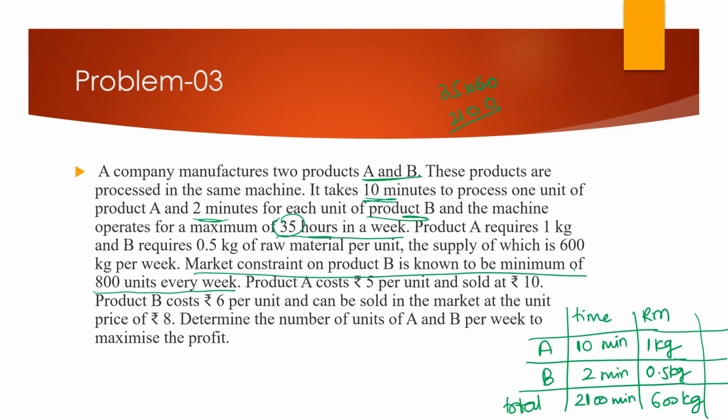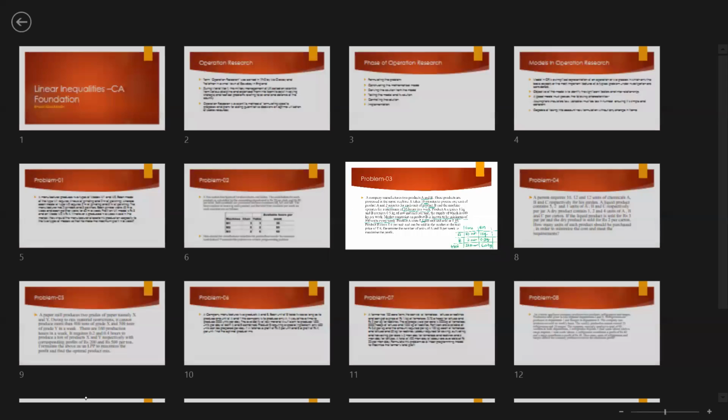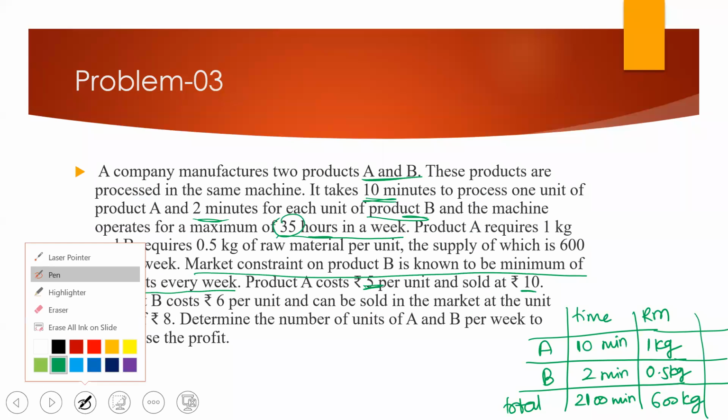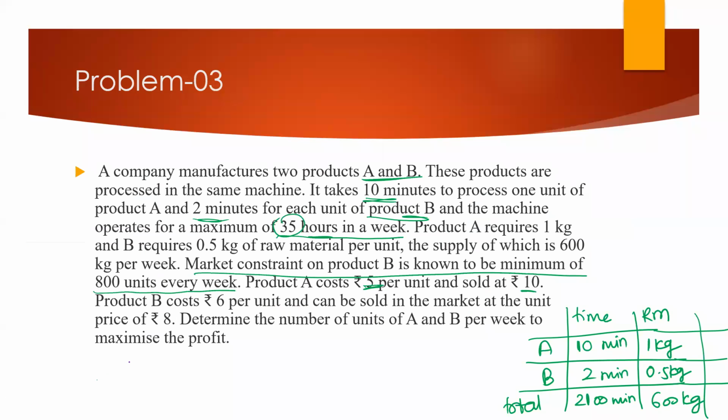All the calculations are in terms of per week. Product A costs 5 rupees and is sold at 10 rupees. So A costs you 5 rupees, and you're selling it for 10 rupees. How much profit are you making on 1 unit of A? That is 5 rupees.